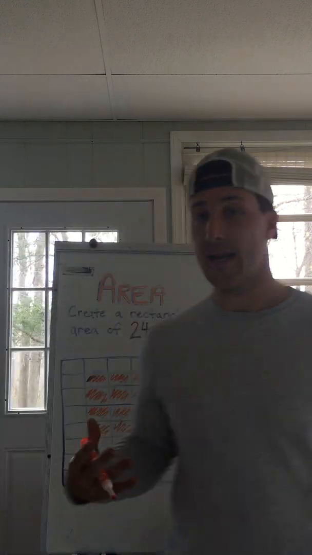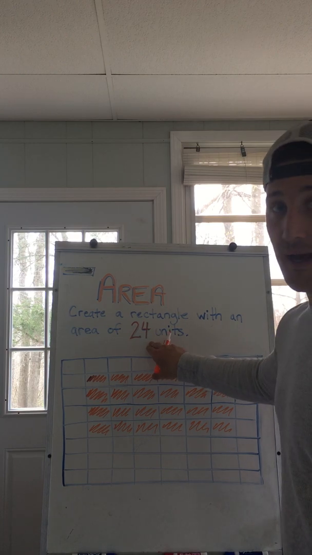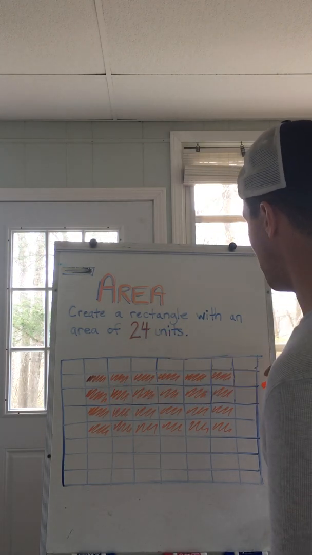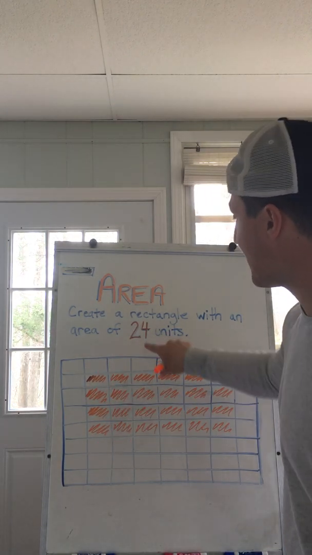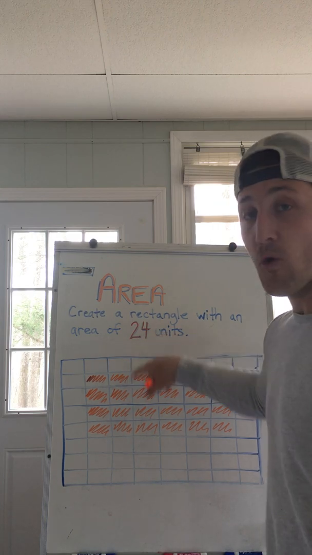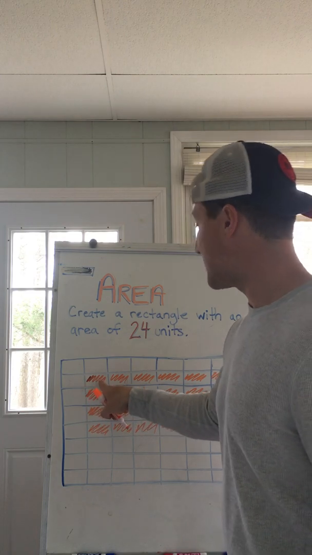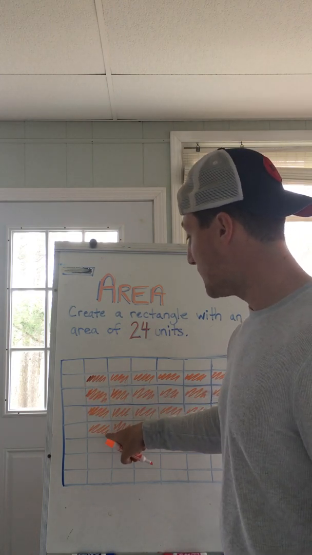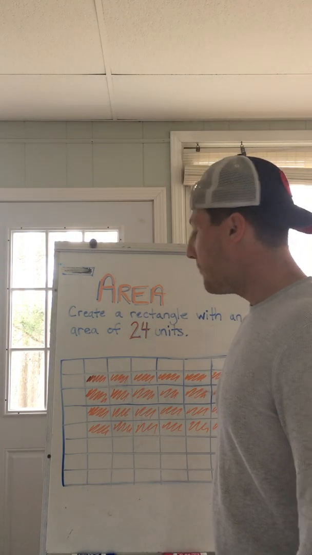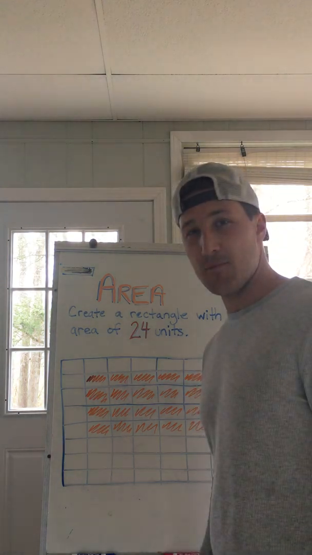Cool. So now I've created a rectangle when given my area that is 6 units across, 4 units going down, and that's going to give me my area of 24. And if I want to check, I could skip count. I know there's 6 in each row, so I can say there's 6, 12, 18, 24. Excellent.